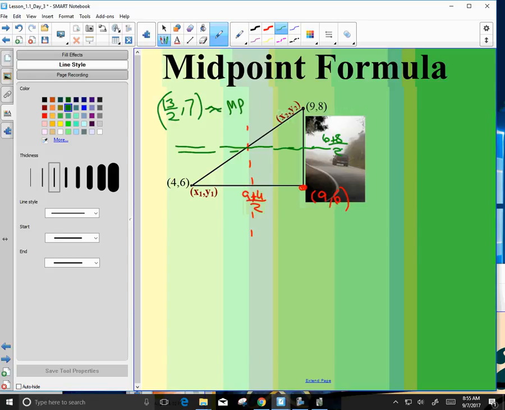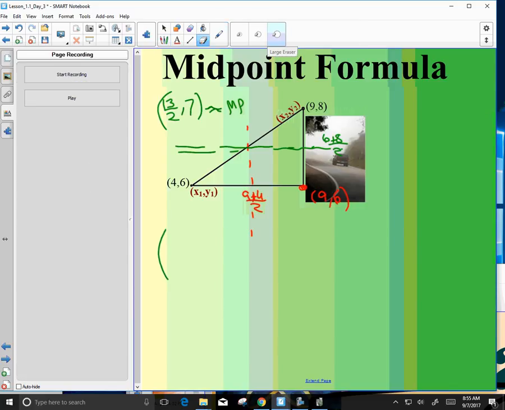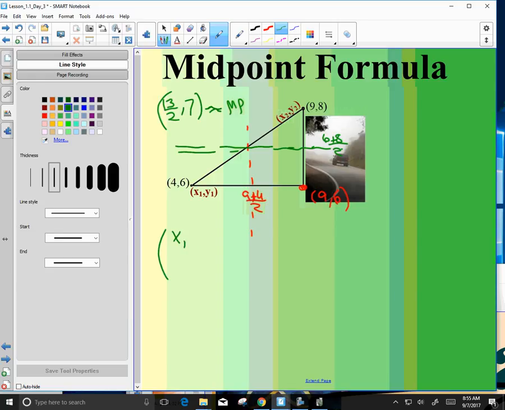Okay? So all you're doing is going x1 plus x2 over 2, y1 plus y2 over 2, and just keep going for more dimensions.